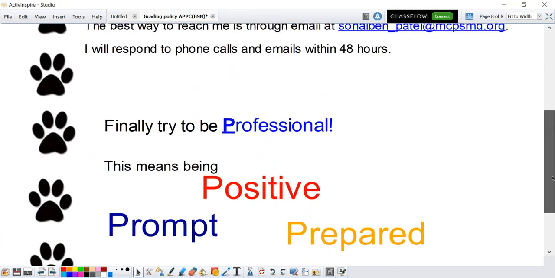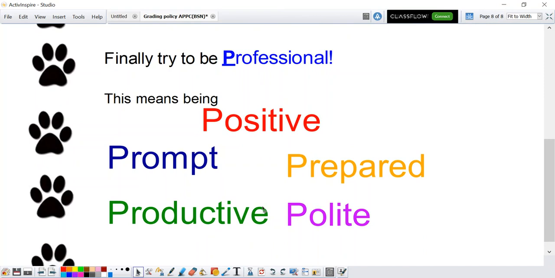Communication: email works the best. And try to be professional. Yes, as a student you can also be professional. That means be positive, be prompt, come to class on time, prepared, bring all your material with you, be productive, work bell to bell in the classroom, and be polite.